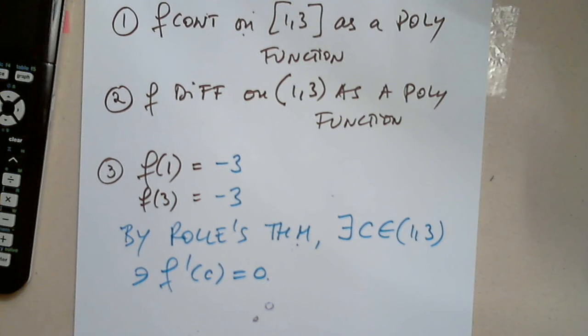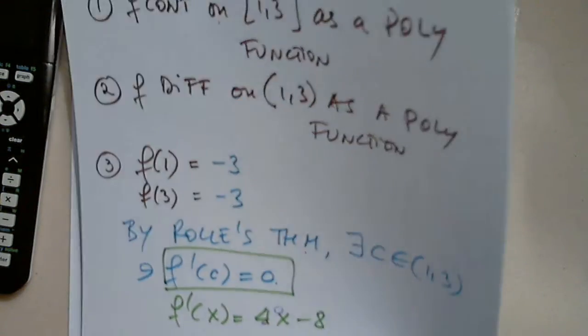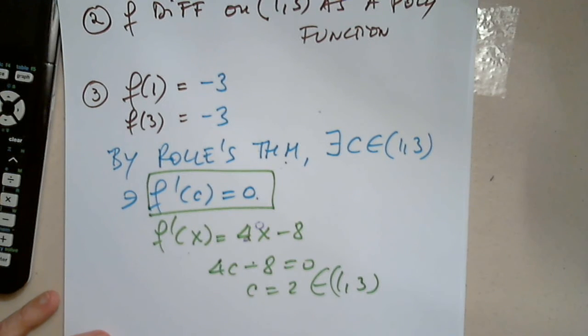Okay, then so we find the derivative, which is in the correct order 4x minus 8. And now we create this equation as 4c minus 8 equals 0. And from here c equals 2. And it better be in the interval 1 comma 3 because it's guaranteed by Rolle's theorem. And that was it.